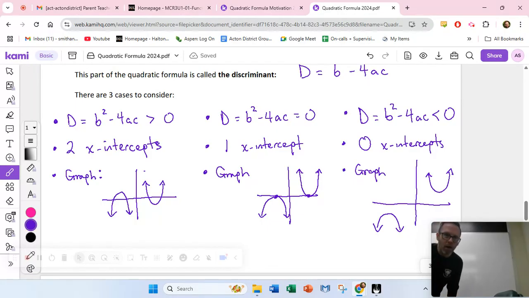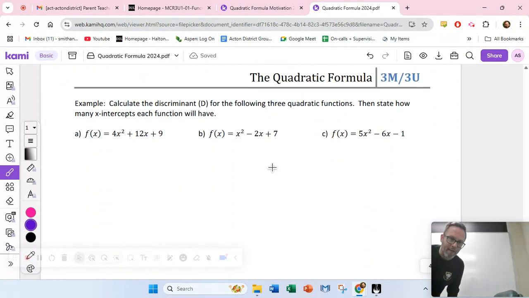All right. Can you guys finish off with this exercise while I pass around some practice? I don't want to know the x-intercepts for these three. All I want you guys to do is calculate the discriminant. Just do the b squared minus 4ac part, and then say 0, 1, or 2 x-intercepts. So just calculate D for this one.